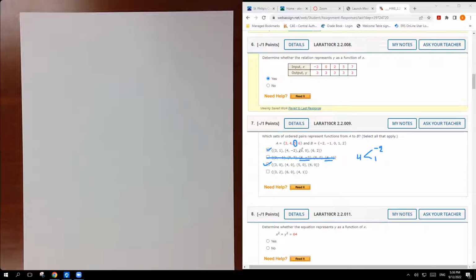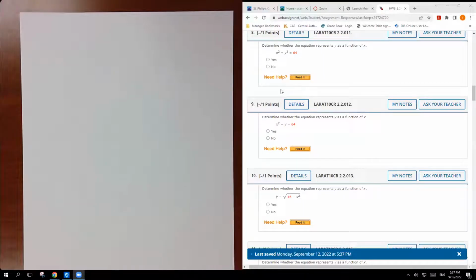If you go back to the definition, each X has one and only one Y. That means we have to find Y for each X. In this case, for X equal 5, there is no Y. So we can't choose this one as a function. So the only two is going to be the answer for this question.